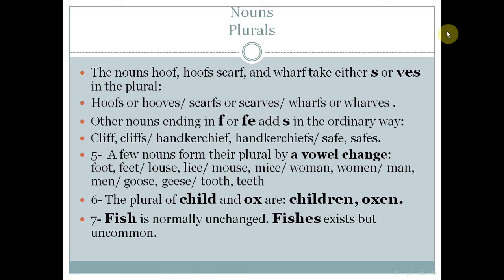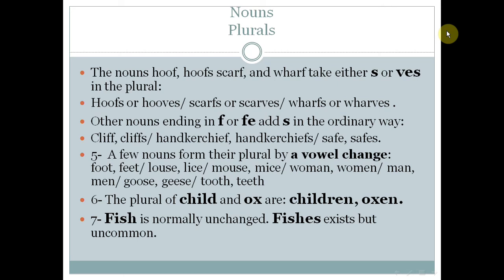L-O-U-S-E, louse. Only one louse. The plural, lice. So the vowels O-U change into I, and S changes to C. Louse, lice. Mouse, the same thing as louse. Mice. One mouse, two mice, three mice, and so on.